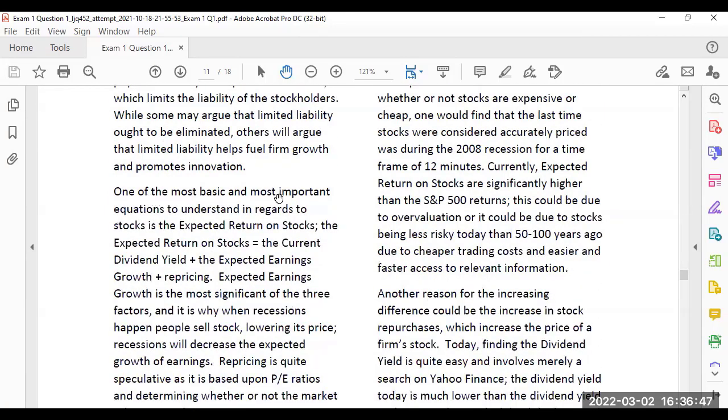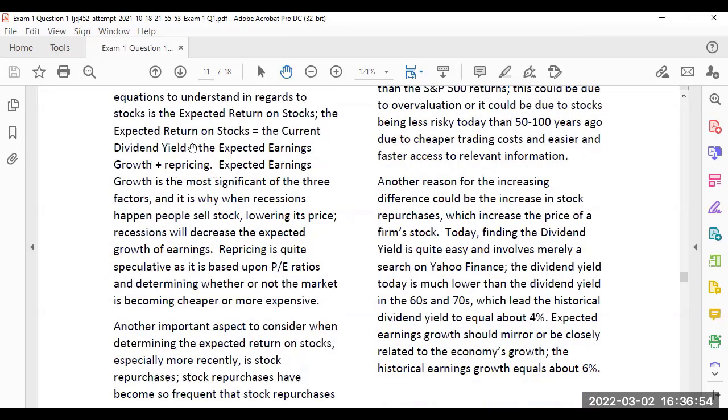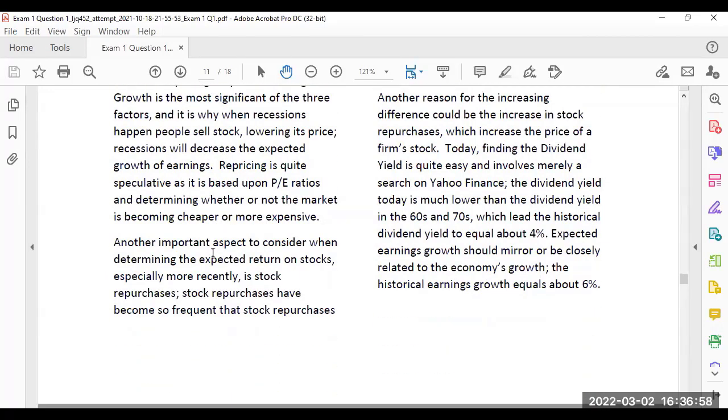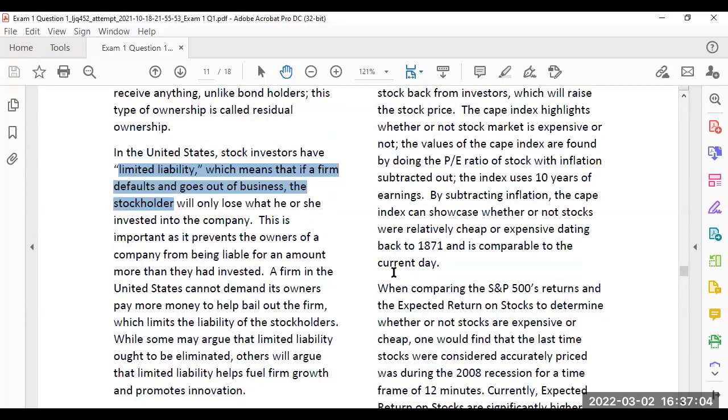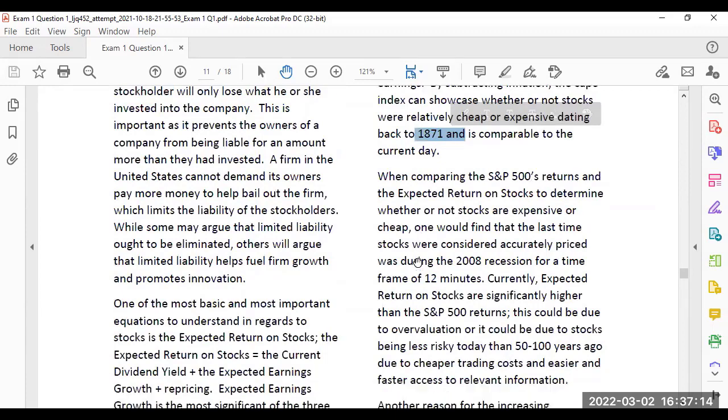One of the most basic, most important equations is that the expected return on stocks is the dividend yield plus expected earnings. He has repricing in there. You can leave that in or not, but we somewhat ignore that. When determining expected return on stocks, repurchase becomes, well, he put repurchase. Yeah, we're going to do that on paper 3. He decided to put it on exam 1 before he even covered it. He went all the way back to 1871.